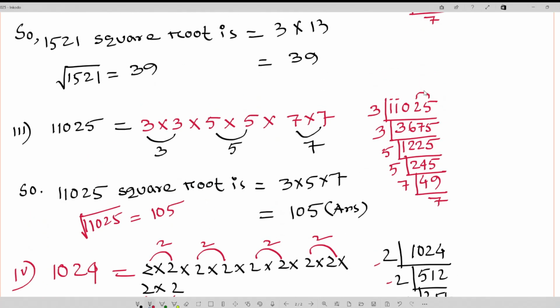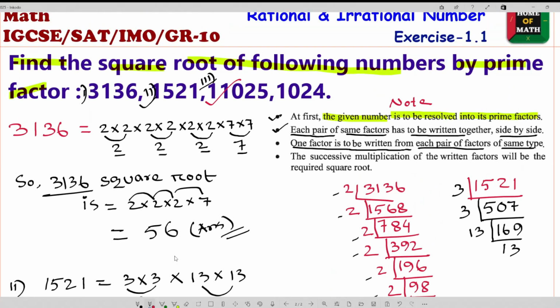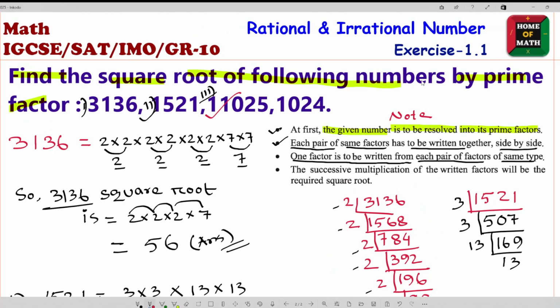This is a very important part of math, especially when we are doing the number system. At that time we can find the square root in two ways. One way is prime factorization and another one is the division method. Okay, so in the next video we will discuss the division method. We can stop this video now.